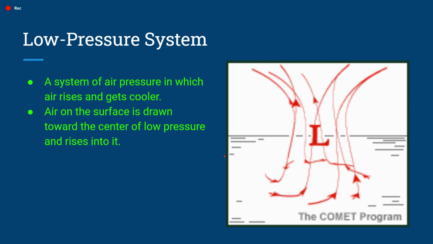Alright, so now we're going to talk about a low pressure system. A low pressure system is a system of air pressure in which air rises and gets cooler. So it's kind of the opposite of a high pressure system. In a high pressure system, the air sinks and spreads out, but in a low pressure system, the air comes together towards the center of low pressure and begins to rise. So there's a difference here, and we're going to talk about why that difference makes such a big influence on the weather that we see.